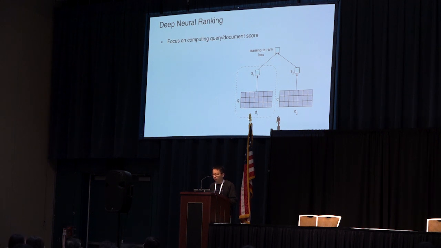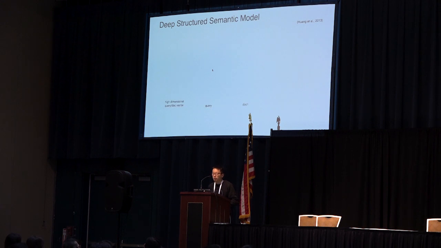So that's a very brief introduction of the traditional method for the ranking. I'll summarize the deep neural ranking first. Firstly, it will only focus on computing the query document score. So the learning to rank loss is untouched. And then there are two categories of the network. So we will start with the Siamese network.